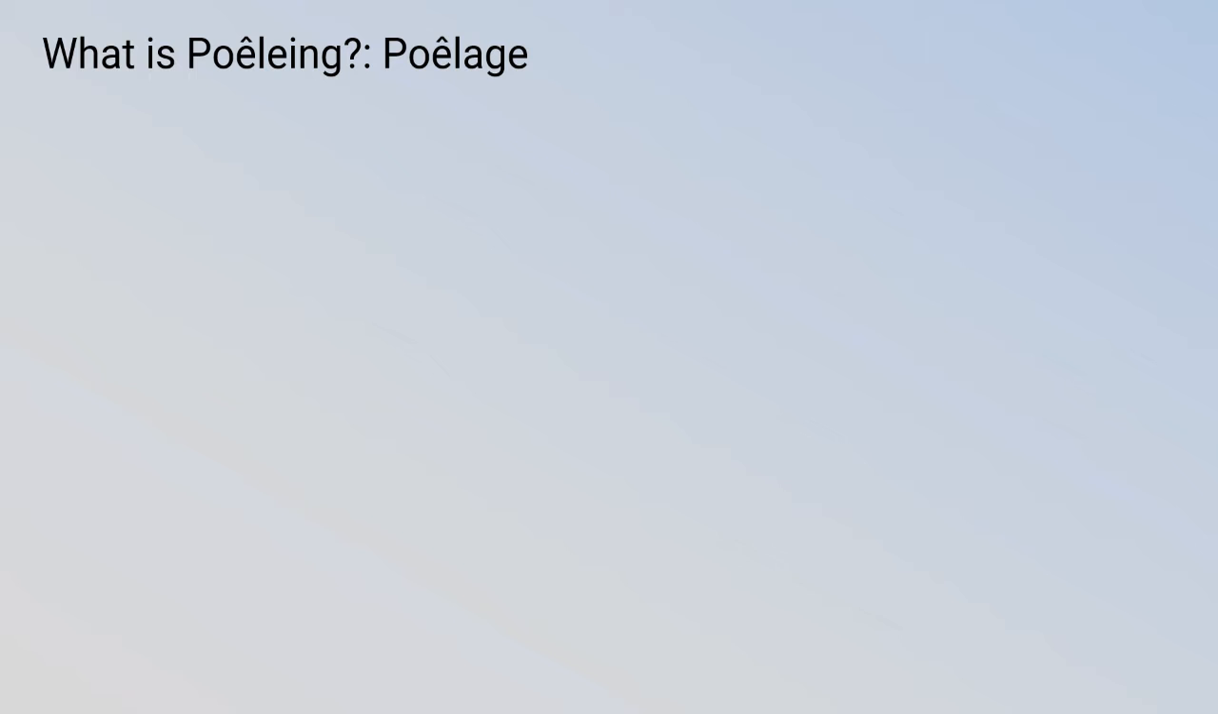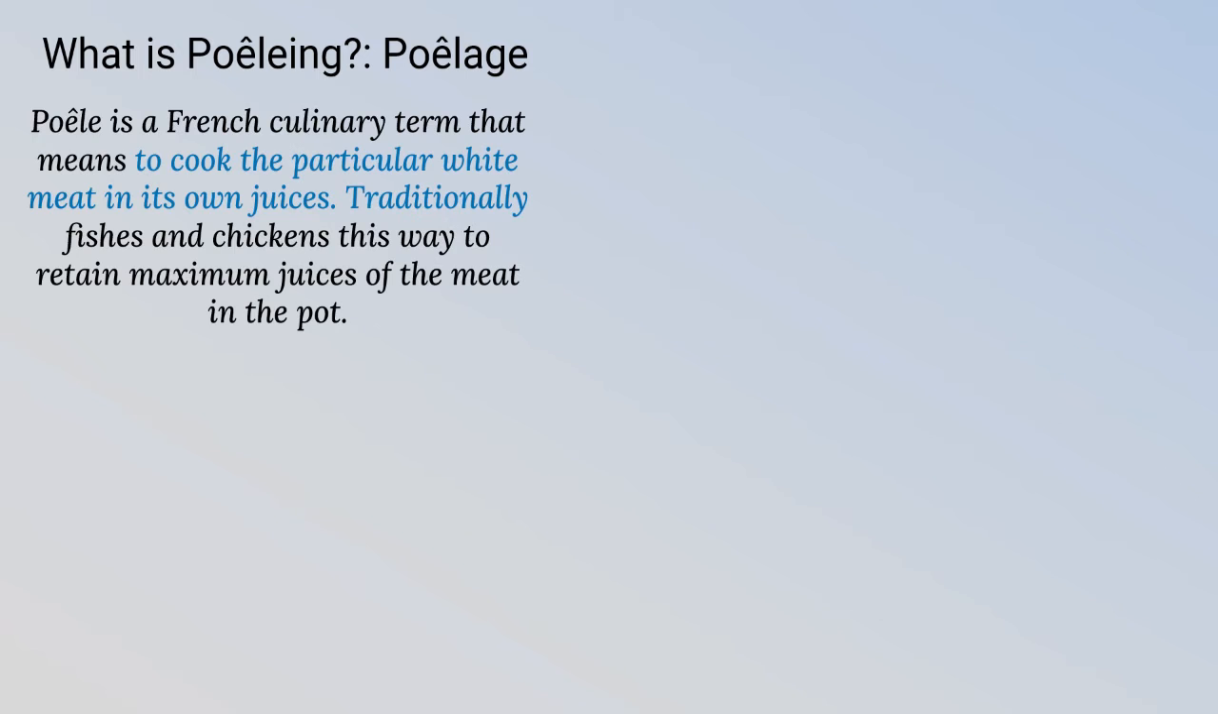Now we'll go to another method that is known as poêling, or poêlage. Poêle is a French culinary term that means to cook the particular white meat in its own juices. Traditionally, fish and chicken are cooked this way to retain the maximum juices of the meat in the pot.